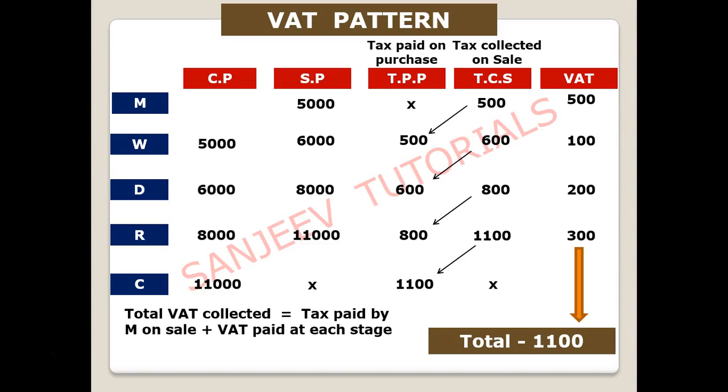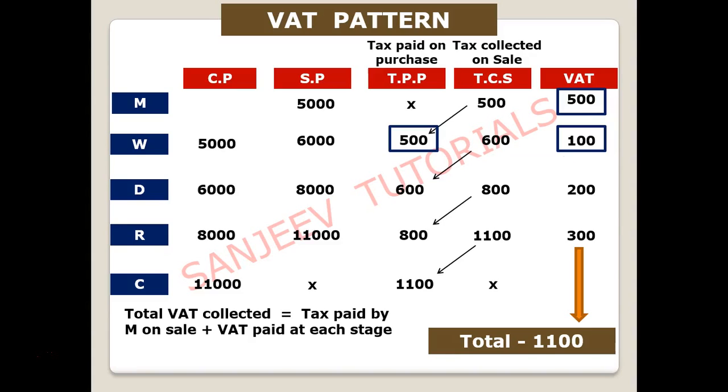Let's do a quick analysis of the various values of tax collected on sale and tax paid on purchase. First, the manufacturer paid rupees 500 as tax to the government. He collected this rupees 500 from the wholesaler. So the manufacturer did not shell out anything from his pocket for this 500 rupees. Second, the wholesaler paid rupees 500 on purchase to the manufacturer and 100 as VAT to the government. So in total he had to shell out rupees 600 from his pocket.